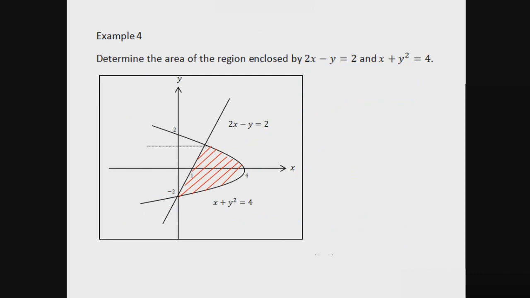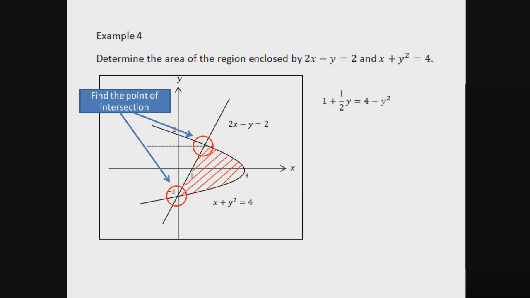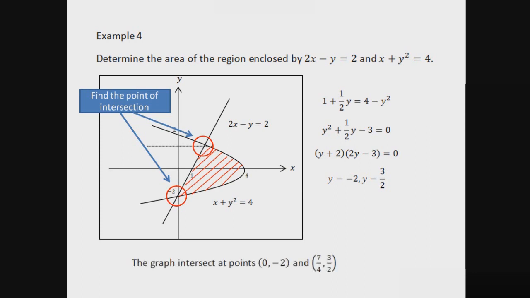Determine the area of the region enclosed by 2x minus y equals 2 and x plus y squared equals 4. So we have a straight line 2x minus y equals 2 and also the parabola x plus y squared equals 4. But we have to find the points of intersection so that we can integrate later. So we equate the line function to the parabola function, then we move all the y terms and expressions to the left-hand side, and then we factorize equal to 0. Then we get the y values of negative 2 and 3 over 2. If we substitute back, we get x equals 0 and 7 over 4.